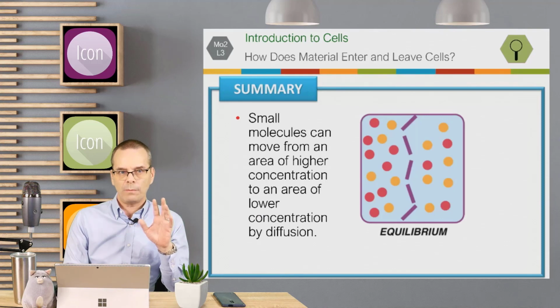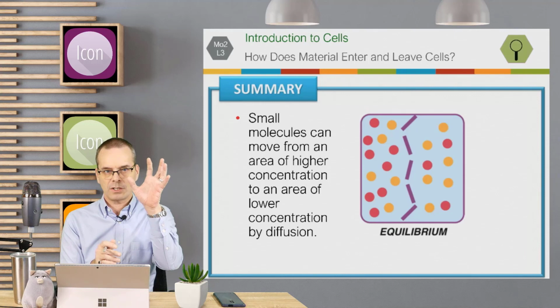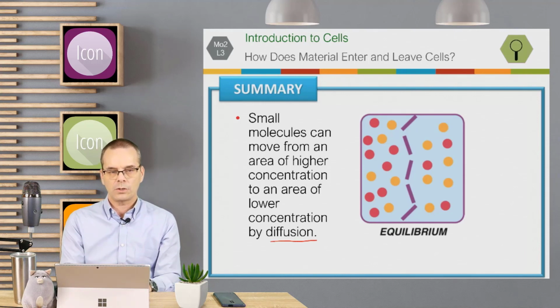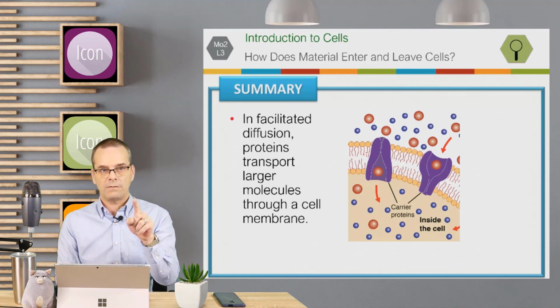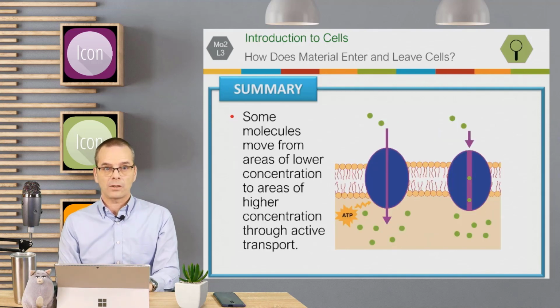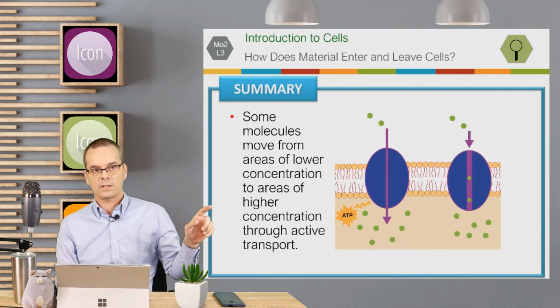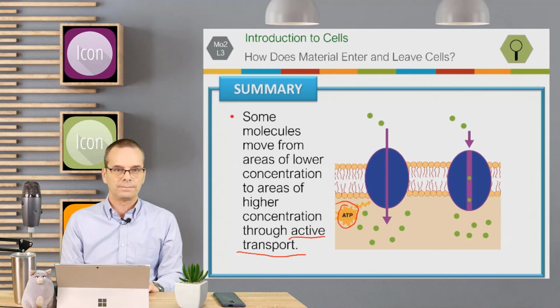So in summary, remember that small molecules can move from areas of higher concentration to lower concentration by a process called diffusion. In facilitated diffusion, proteins transport large molecules through the cell. And some molecules move from areas of lower concentration to higher concentration through active transport, which also requires energy.